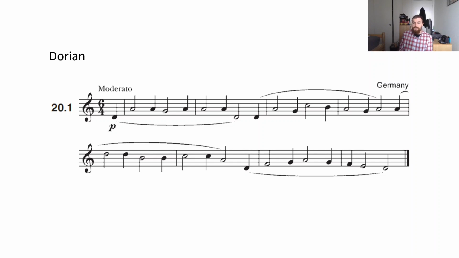And then we eventually go back down to Do, and then we just work our way back up, and then we work our way back down again, okay? So hopefully not too bad.